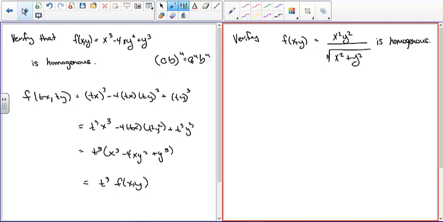We could use this technique. Why don't you just do that? Go ahead and plug in, evaluate f of t times x and t times y, and verify that it is homogeneous.